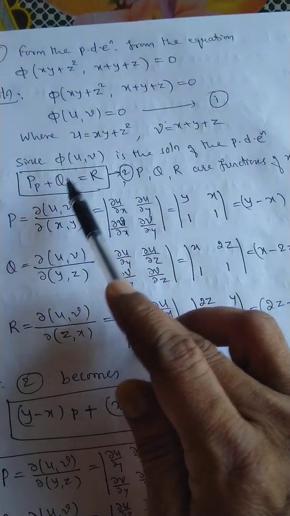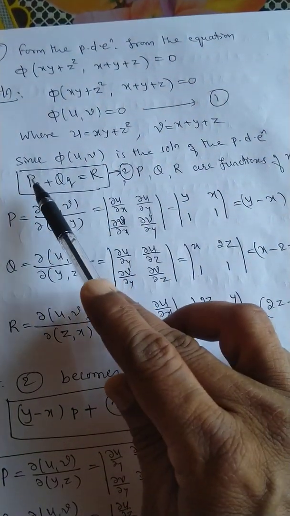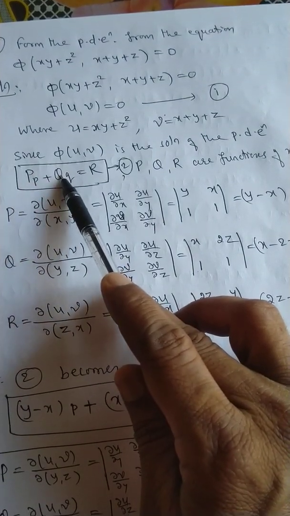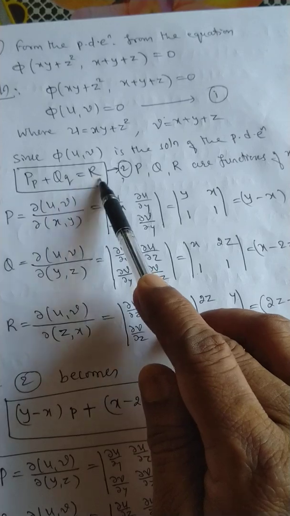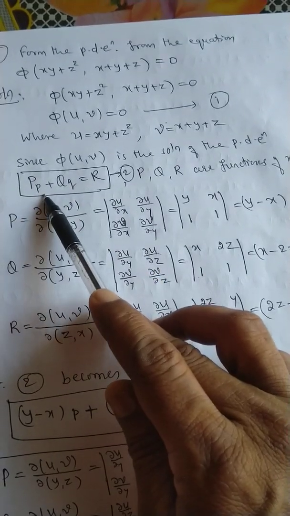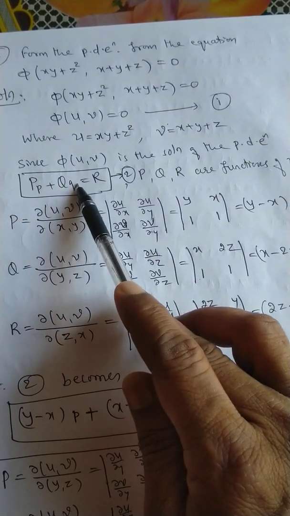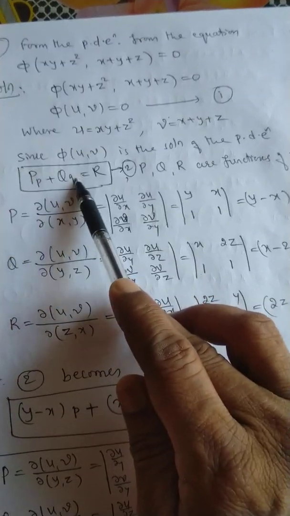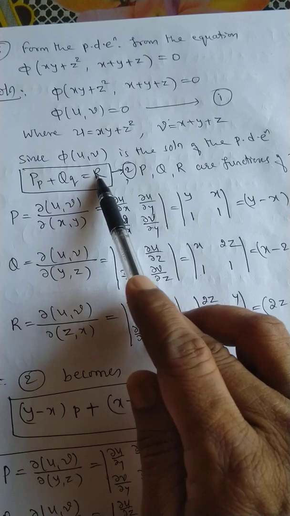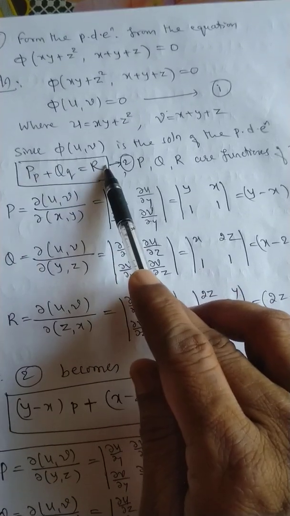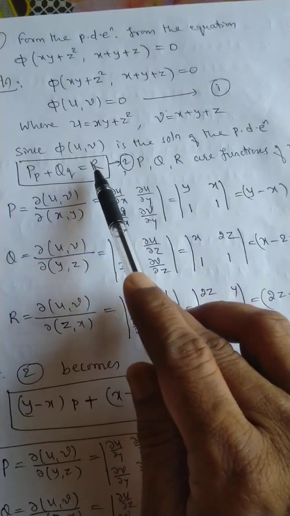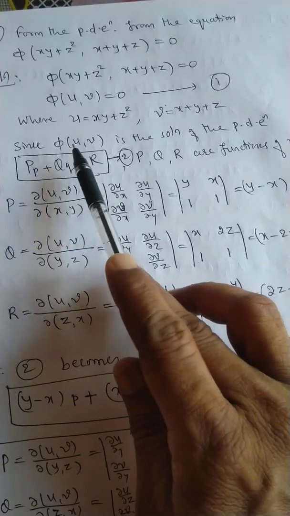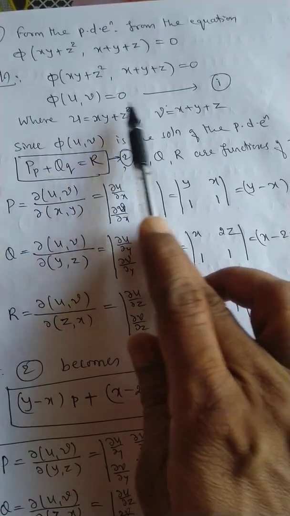So Pp + Qq is equal to R. Capital P is a function of x and y, capital Q is a function of x and y, R is a function of x and y. Small p is ∂z/∂x, small q is ∂z/∂y. So ∂z/∂x multiplied by P plus ∂z/∂y multiplied by Q is equal to R, a standard partial differential equation, and that is called a linear partial differential equation. Okay, and this has solution phi of u, v equal to 0.